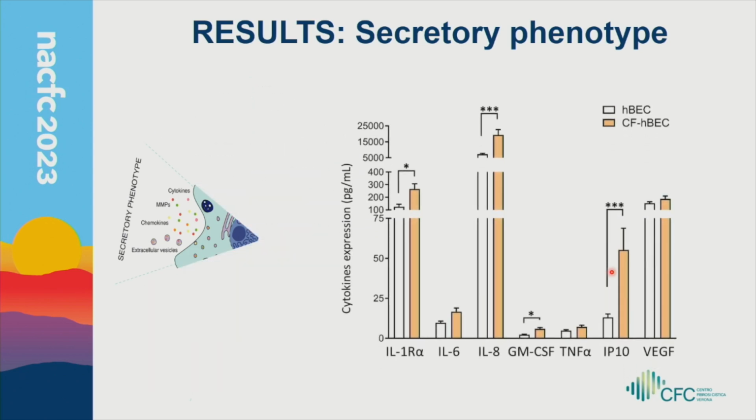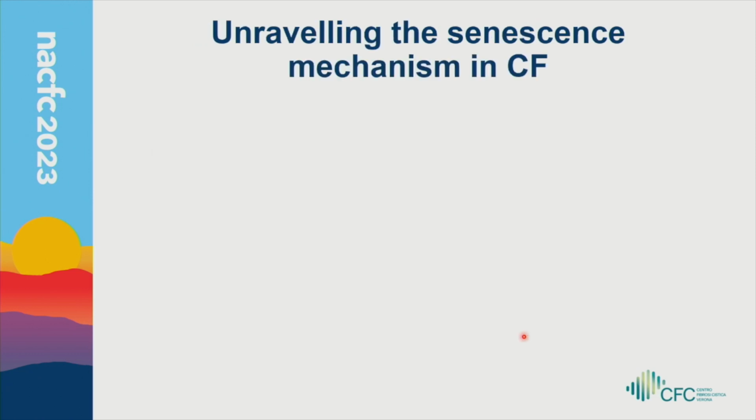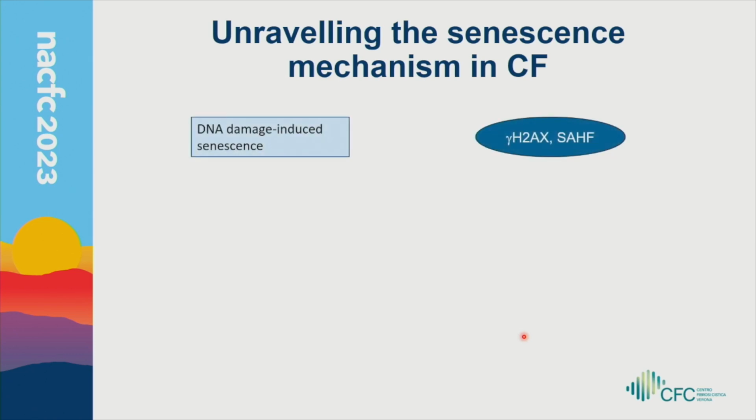Again, this is not new for CF experts, but cytokines and chemokines, or the granulocyte macrophage colony stimulating factor, are increased in bronchial epithelial cells, in primary bronchial epithelial cells obtained from CF patients compared to healthy donors. And these are all markers of the SASP, so the senescence-associated secretory phenotype. So what we are doing now, we are trying to understand which kind of senescence is activated in cystic fibrosis.